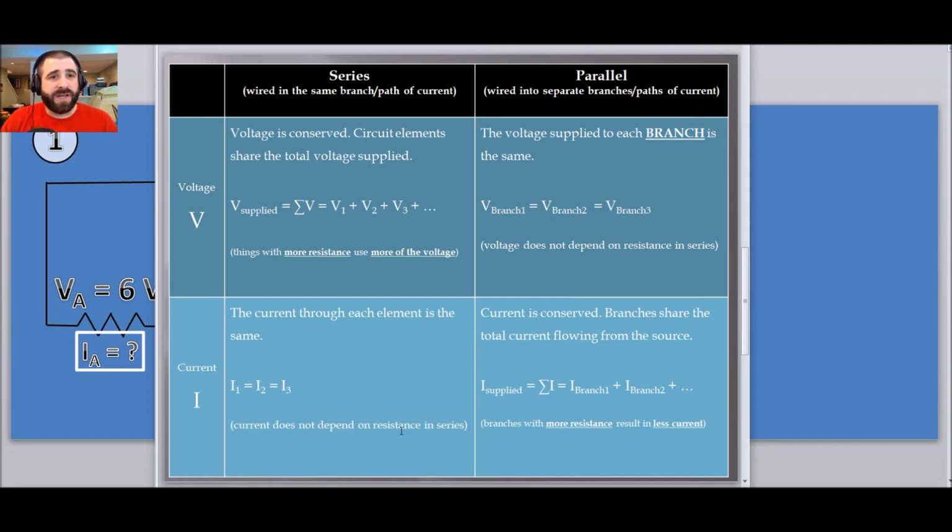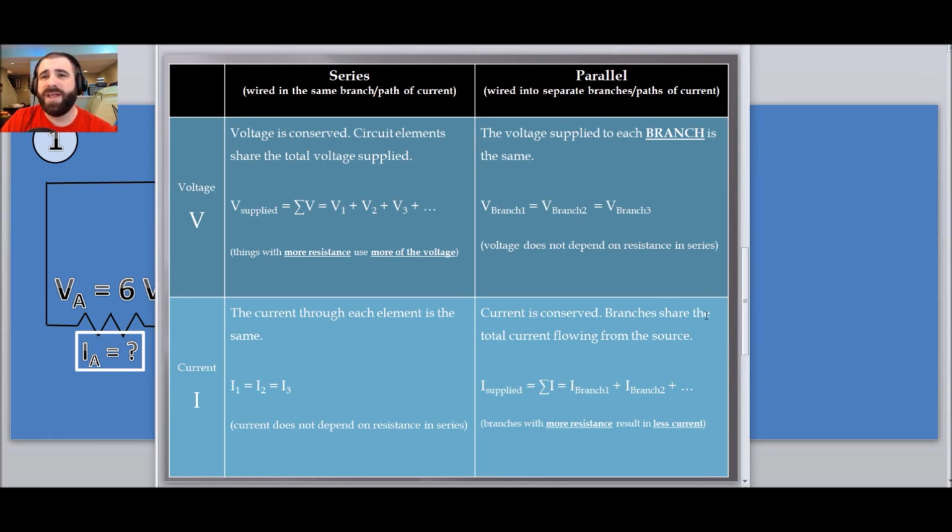And then we also saw that current through each element was the same. So regardless, they're just automatically equal. Again, going from the definition of that, right? Series, same path of current. Series, same current. So the current through resistor 1 was the same through resistor 2, through resistor 3, even back through the battery. And it did not depend on resistance. Things with more resistance still had the same current flowing through them, because again, series means same current.